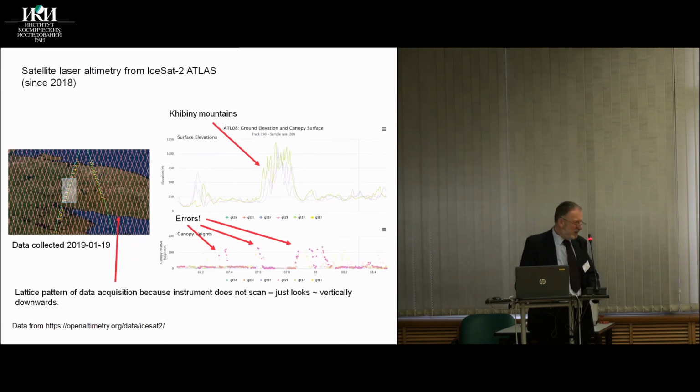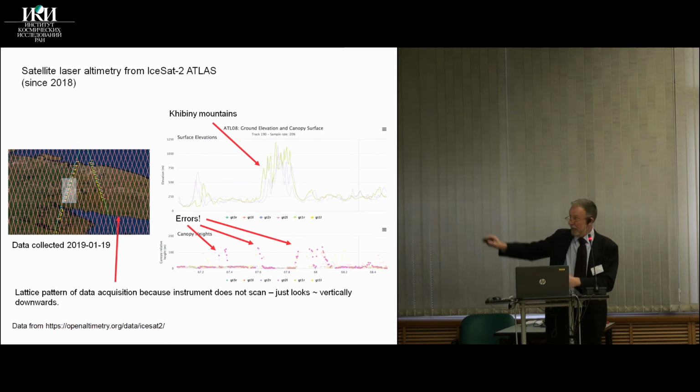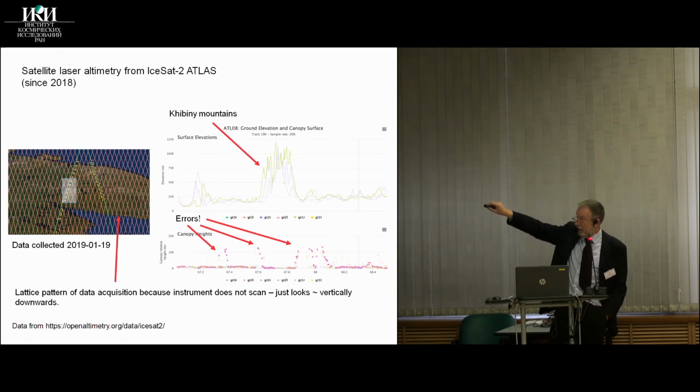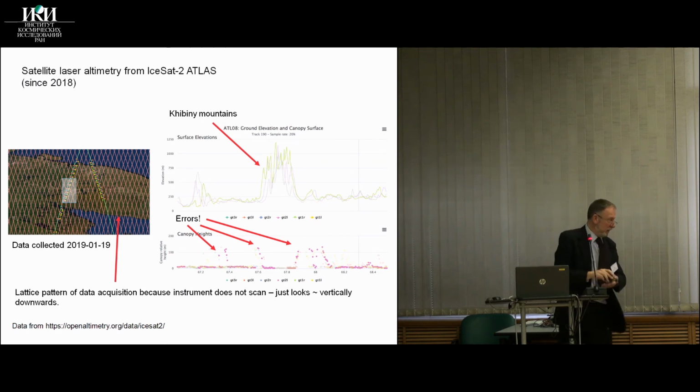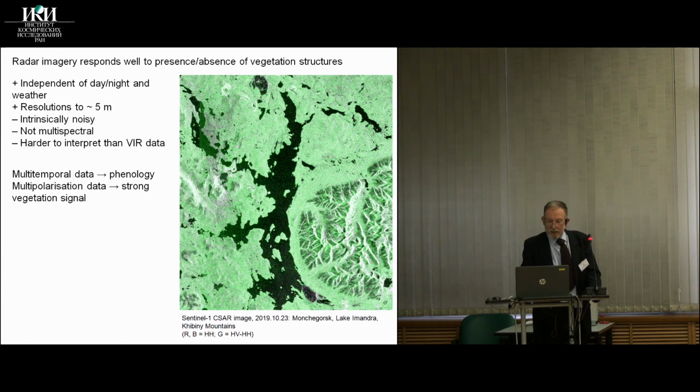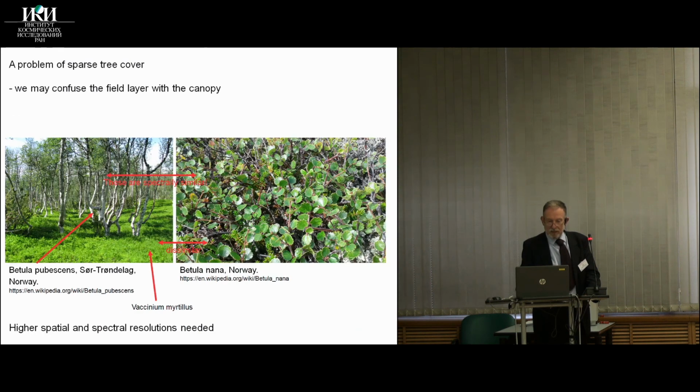We can do this from space, but in a rather limited way because we have a rather finite network of tracks that we can obtain data from, and it makes mistakes as well. Here is a transect through the Hibini Mountains. Here is the terrain. Here is the inferred canopy height, which is obviously not really more than 100 meters in places. That's algorithm failure. Radar imagery I probably won't say.